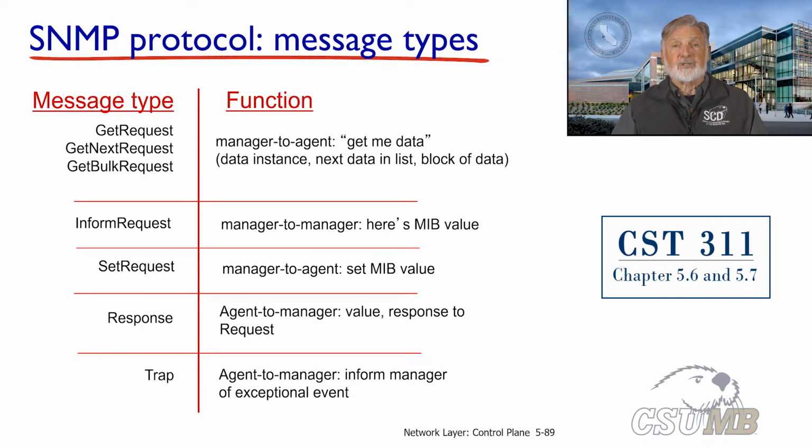The third type of request is a GET bulk request. This request allows the manager to search and retrieve multiple values from an agent with a single request. Then there's the informed request. This request is sent from one manager to another when there is more than one SNMP manager in the network. Note that the latest SNMP versions allow a manager to agent informed requests for the acknowledgement of traps. There's a set request. This is sent by the manager to an agent to set a MIB value.